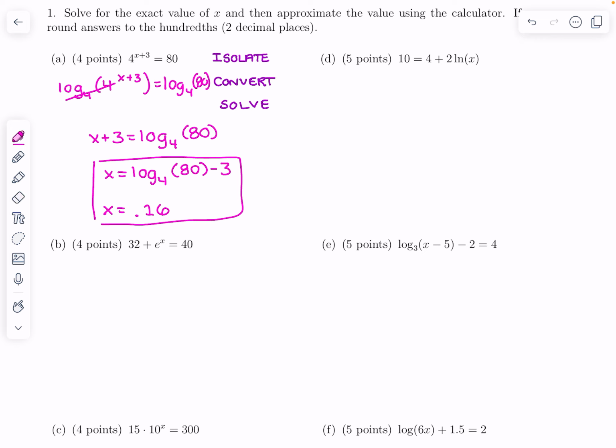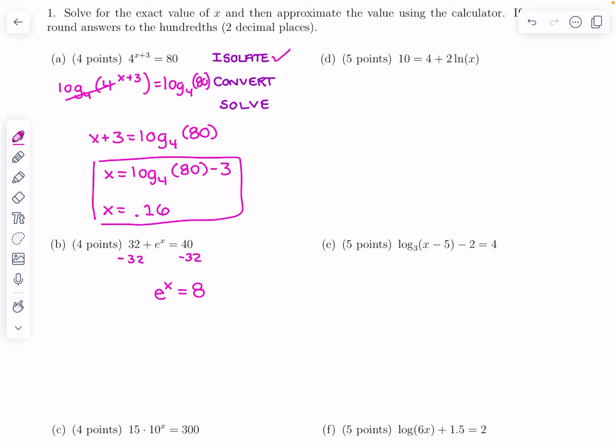So we're going to move down to number 1, 32 plus e to the x equals 40. We're going to go through these same 3 steps. I want to solve for x. It's stuck up in the exponent, so I'm going to isolate that exponential term by subtracting 32 from both sides. I get e to the x equals 40 minus 32, which is 8.